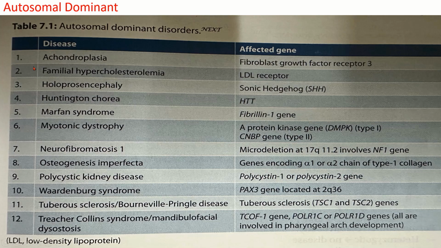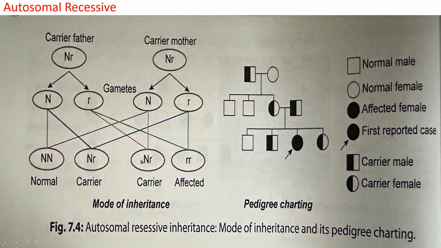So these are a few diseases like achondroplasia, familial hypercholesterolemia, holoprosencephaly, Huntington chorea, Marfan syndrome, myotonic dystrophy, neurofibromatosis 1, osteogenesis imperfecta, polycystic kidney disease, Waardenburg syndrome, then tuberous sclerosis or Bourneville disease, Treacher-Collins syndrome or mandibulofacial dysostosis. Here, a few genes are the factors which are responsible for these defects. Now, autosomal recessive.